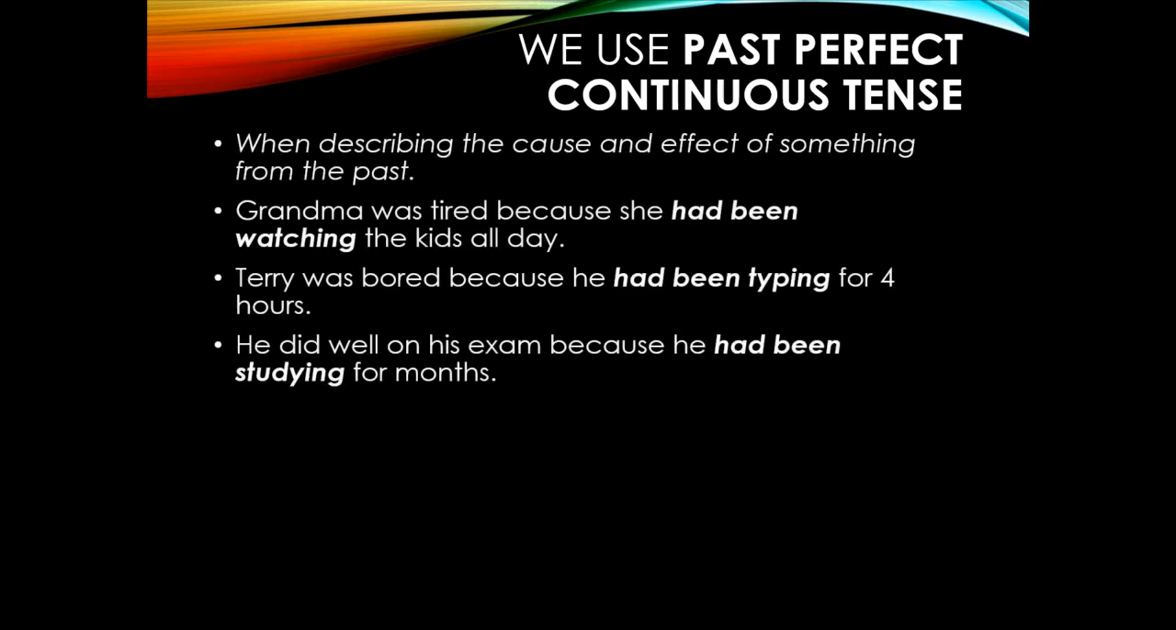Another point: when describing the cause and effect of something from the past. For example, grandma was tired because she had been watching the kids all day. Another example: Terry was bored because he had been typing for 4 hours. Another one: he did well on his exam because he had been studying for months. Alright, so you have noticed that in past perfect continuous tense, most of the sentences carry a timing duration and use for and since. You already know where to use for and since.